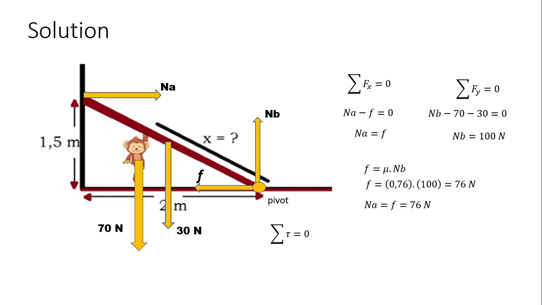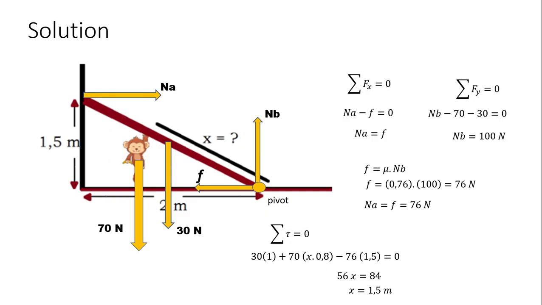Using the moment has to be 0, the total moment has to be 0, and we find x is 1.5 meters. This means that this is the maximum distance. If it is more than x, the system will collapse, the monkey will fall down, the stick will fall down.